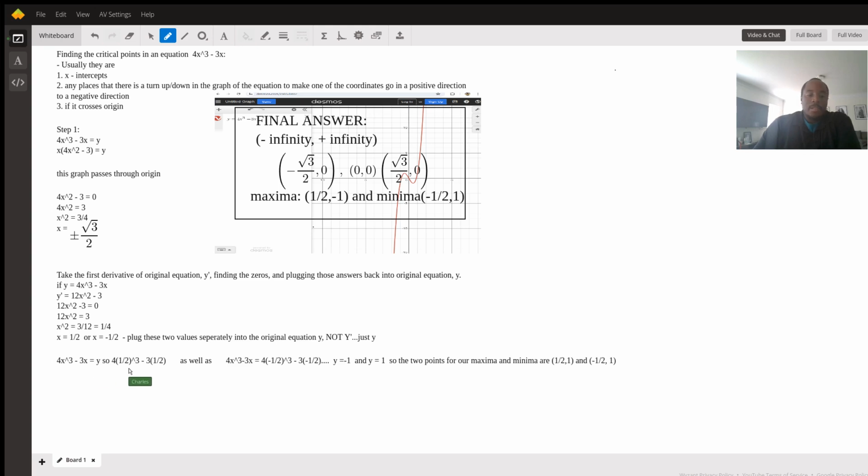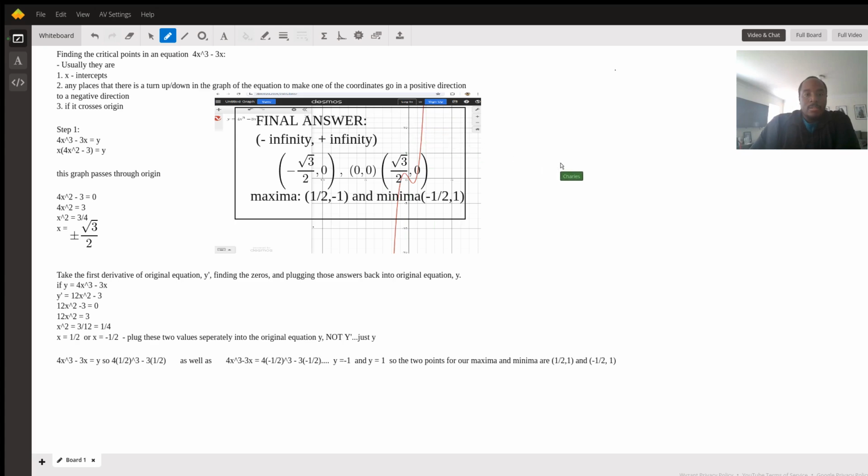Once again, we just plugged in that 1/2 here and a negative 1/2 there. Respectively, after we solve through, we have a negative 1. We plug this in for the y, and we have a 1 on this end for the y. So that gives us the two maxima and minima, or the places where there's a turn in the graph, right? So we got this point, this point, this point, this point, as well as what this represents, which would be infinity, and this one would represent negative infinity.